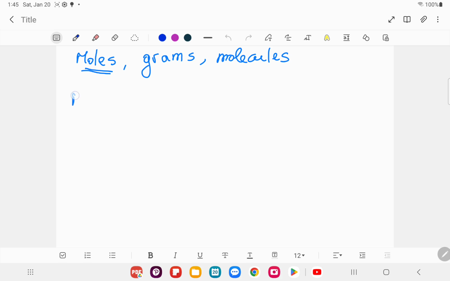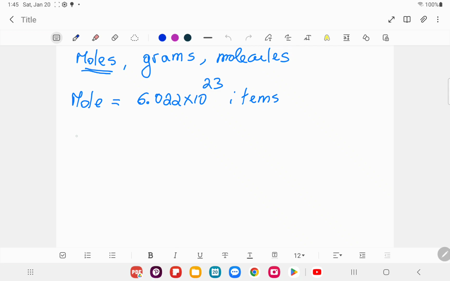So moles, it's nothing but a number. It's just a number, and this number is equal to 6.022 times 10 to the 23rd. This is the number of items that is contained in one mole.